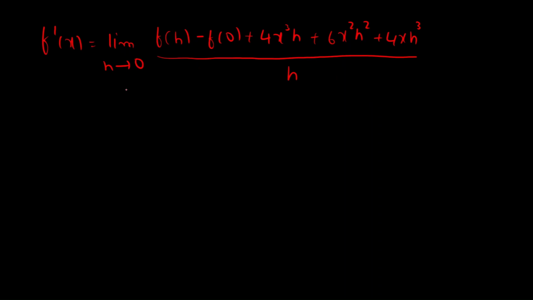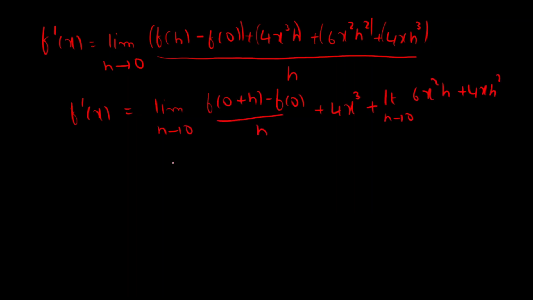Now let's evaluate this limit. I'll break up the h with respect to these terms. Yes, now we can write f dash of x is equal to limit h tends to 0. Now we can substitute h equal to 0. f dash of x is equal to, here from the first principle of derivative, this is f dash of 0 plus 4x cube, and when we substitute h equal to 0 in this one, we'll get 0.